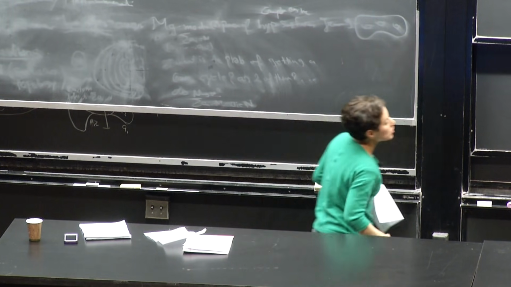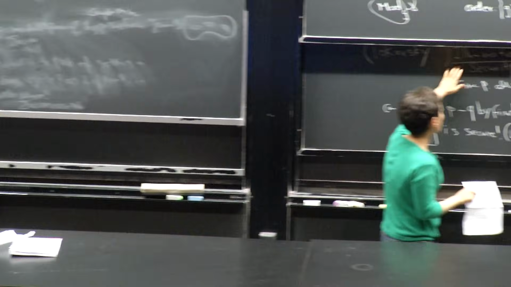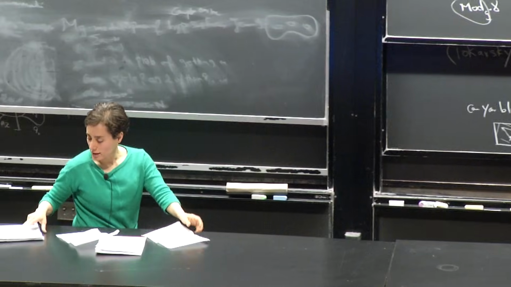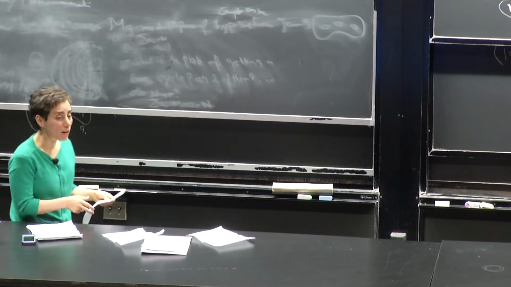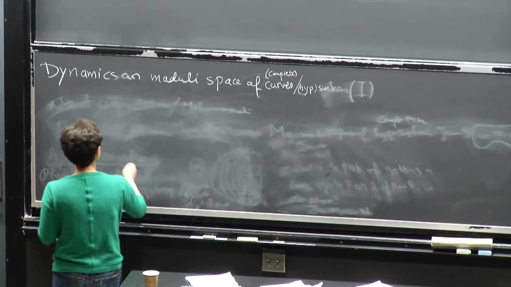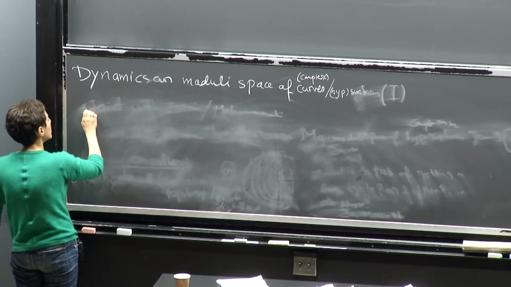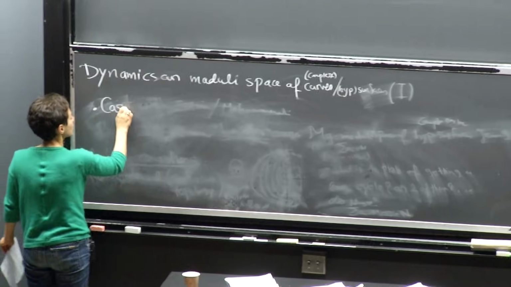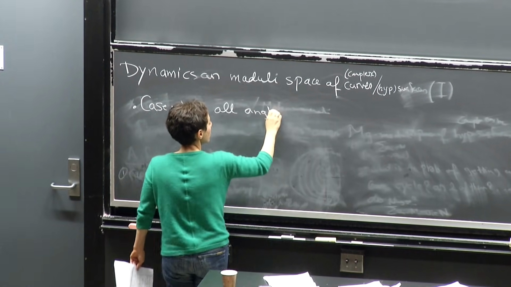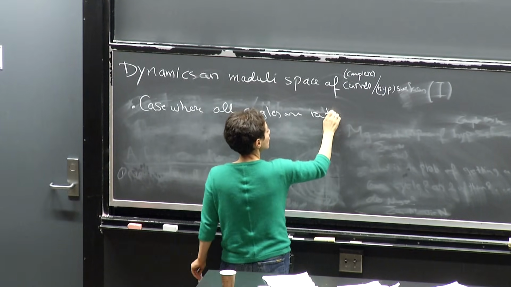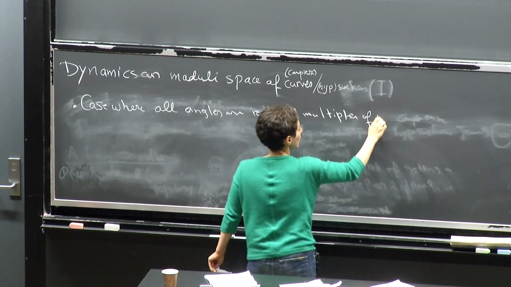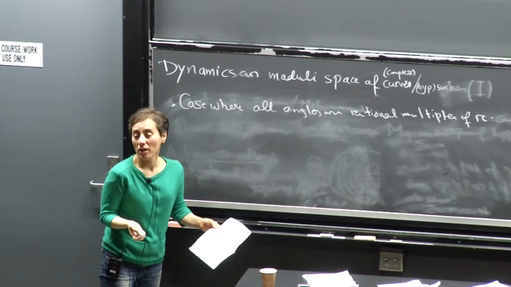So I mentioned these problems, the illumination and security problems, and the properties of trajectories of billiards, because they are closely related to surfaces. So we are interested in the case where all angles are rational multiples of pi. The reason is that otherwise we can't say anything.